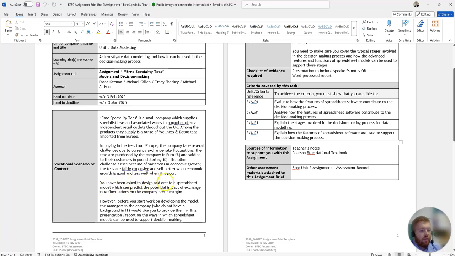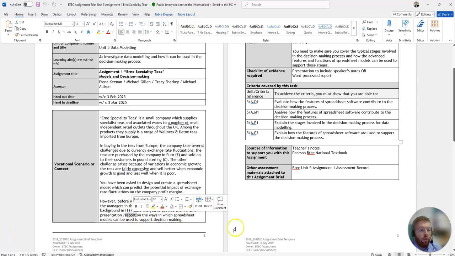You've been asked to design and create a spreadsheet model which can predict the potential impact of exchange rate fluctuations on the company's profits. Now this bit is assignment 2, so don't be worrying about that yet. However, before you start work on developing the model, the managers in the company who do not have an IT background would like you to provide them with a presentation or report on the ways in which spreadsheet models can be used to support decision making.